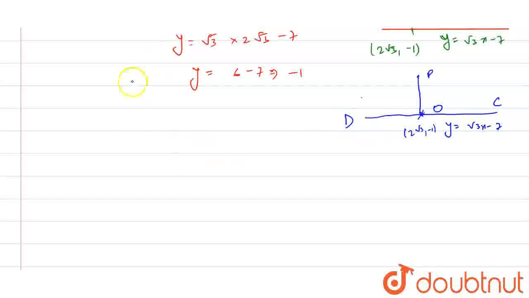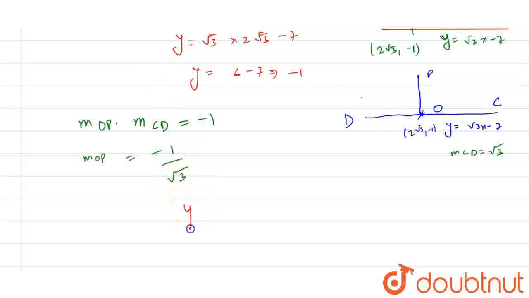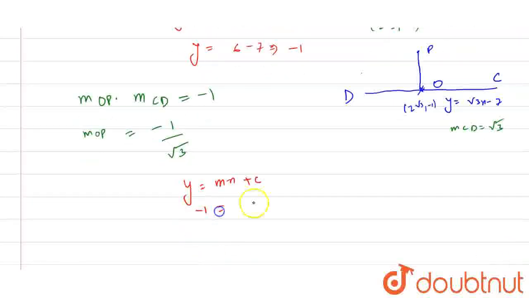So we know the formula that the slope M of OP multiplied by M of CD is equal to minus 1. From here we can say that the slope M of CD, that is the line, is equal to under root 3. So we can say that M of OP is equal to minus 1 by under root 3. Now we know the equation of a line, that is y is equal to mx plus c. If we put the value of y that we know, that is minus 1, then minus 1 is equal to the slope, minus 1 by under root 3, times the value of x, that is 2 under root 3, plus c.